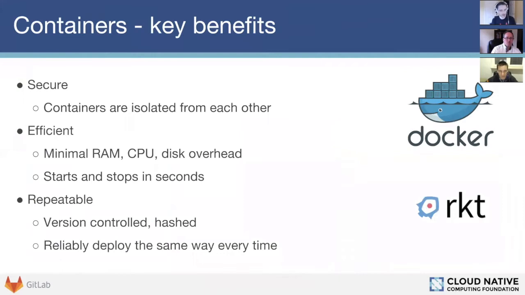The key benefits are that they still maintain the isolation and security features predominantly of the VM model, but they're far more efficient. They use less CPU, less RAM, and they can start and stop much more quickly, in seconds, as opposed to having to boot up an entire operating system and then have an application start after that happens. They also maintain the ability to be really repeatable. They're version controlled, they're hashed, and you can reliably deploy the application the same way every single time.